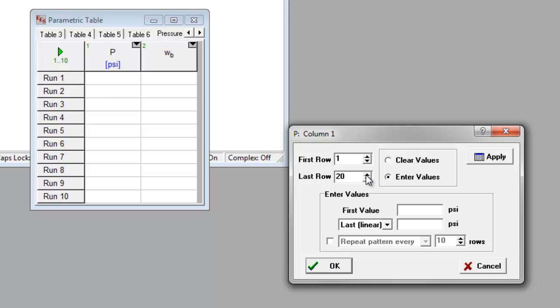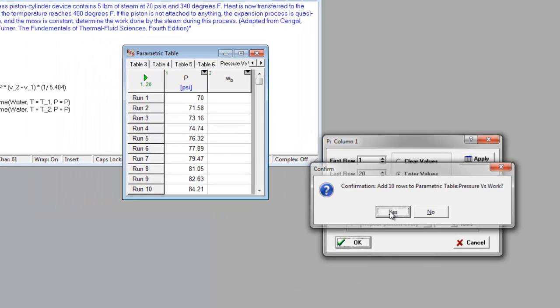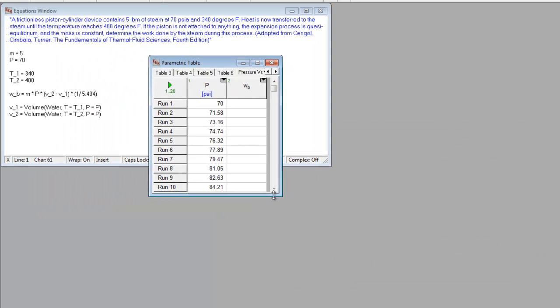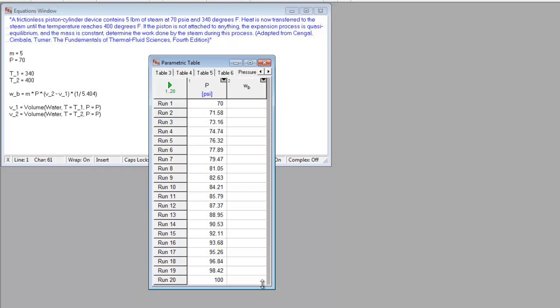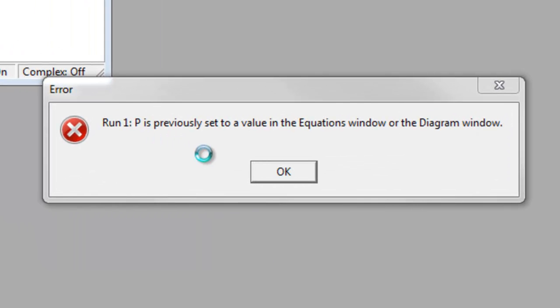So we're going to be using 20 rows, and for our first value, let's just go ahead and use 70 and see how a pressure increase up to 100 psi will change the boundary work. So go ahead and click OK. It's going to ask you if it's okay to add 10 rows to the parametric table. Say yes. Let's go ahead and expand this so you can see the whole thing. And from here, all you need to do is press this green button, and we have an error.